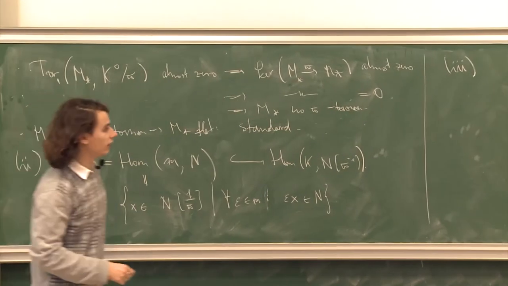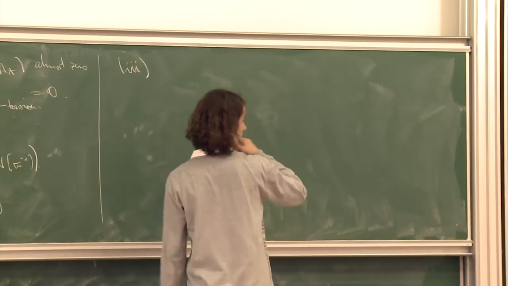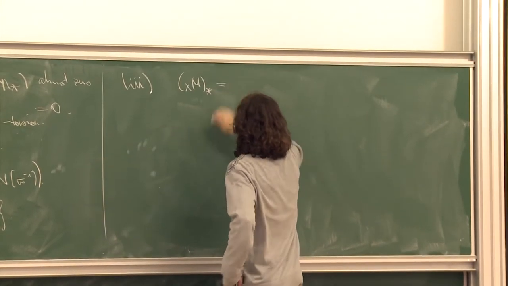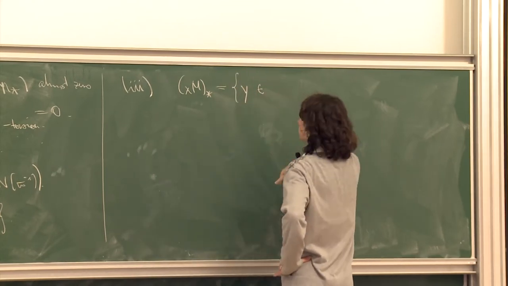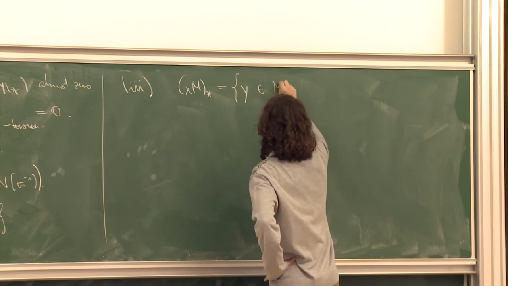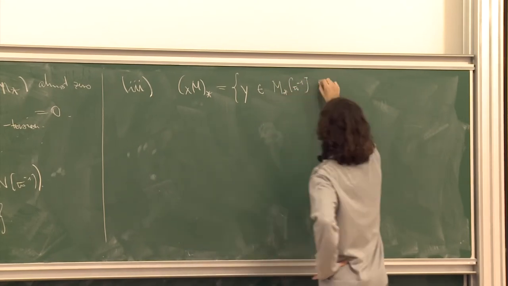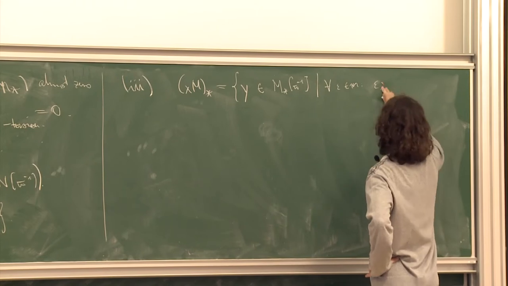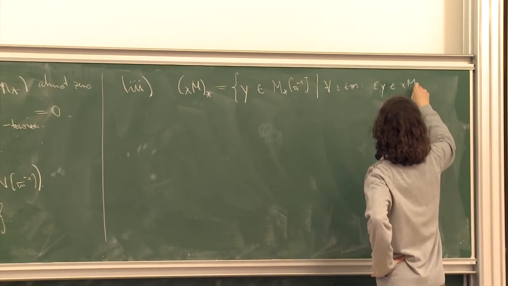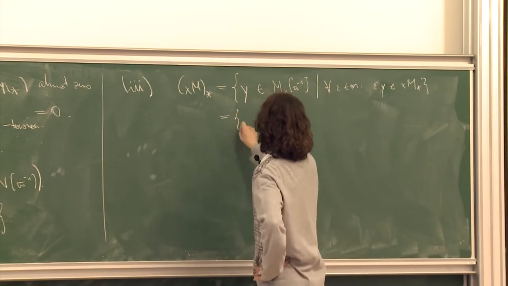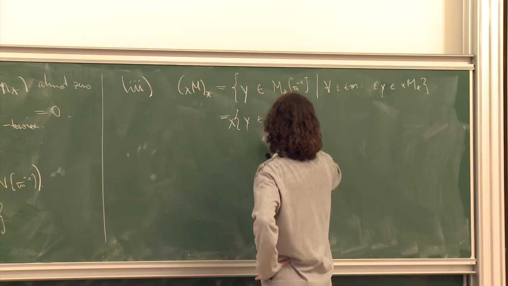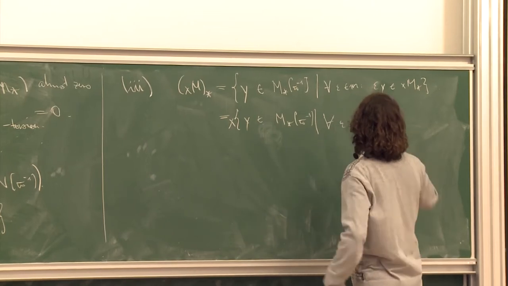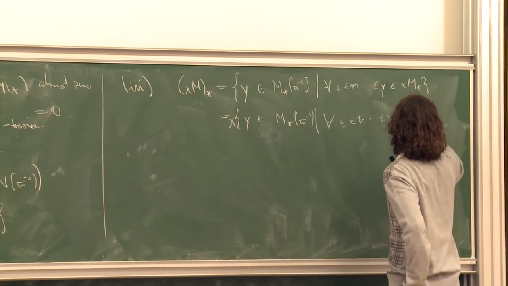The third point, if m is flat. Exactly. So we write x m lower star. We can write it as the set of elements y in m lower star invert pi, such that for all epsilon in m, epsilon x y lies in x times m lower star. And this can be rewritten as the set of all x times the set of all y in m lower star pi inverse, such that for epsilon in m, epsilon times y lies in m lower star.